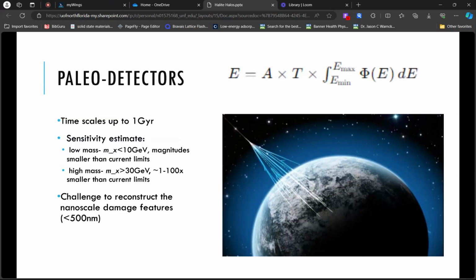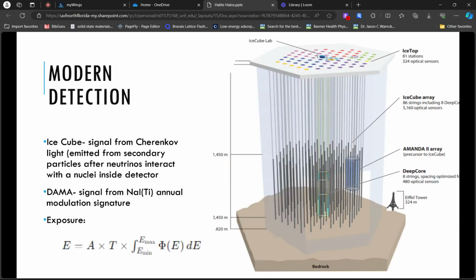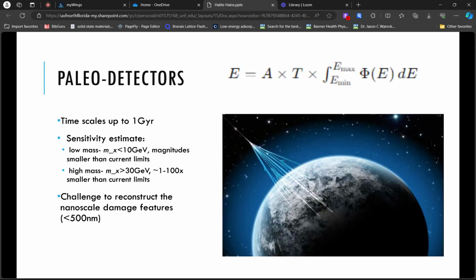Paleo detectors are going to go for the opposite end of this spectrum. Instead of trying to go for a really big area with live time detection, by the way, IceCube and DAMA have been going for about 15, almost 20 years now. So their time exposure is about 15, 20 years in comparison to their area, which is kilometers, really, really large scale. Over here, though, paleo detectors offer up to a gigayear in time scale with areas very small, though.